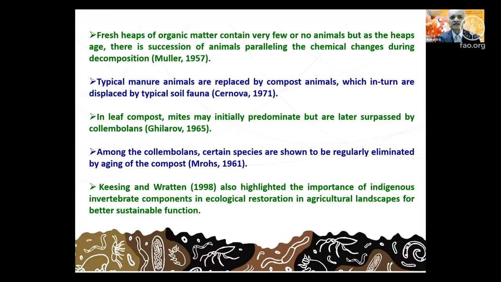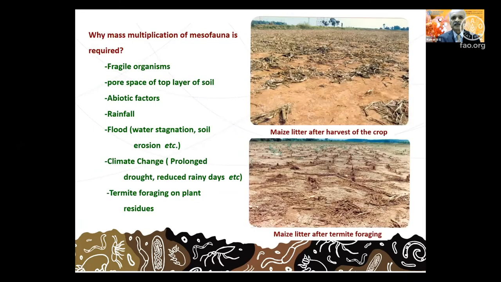Even in 1957, Müller noted the succession of animals right from fresh heaps of organic matter till the humus formation. Apart from this, Kiesing and Ratten also highlighted the importance of the indigenous invertebrate component in ecological restoration in agricultural landscapes for better sustainable function. So then comes the question: why is mass multiplication of mesofauna required? You know that mesofauna, along with the microflora, are very, very fragile organisms.